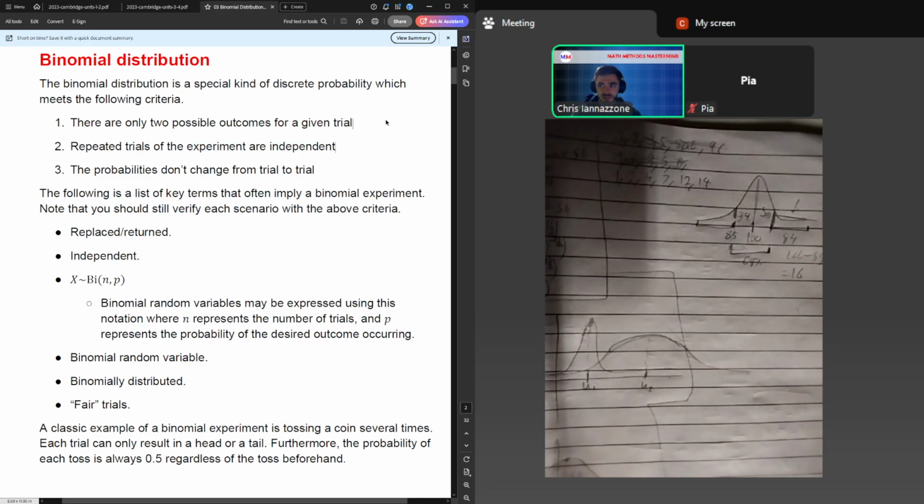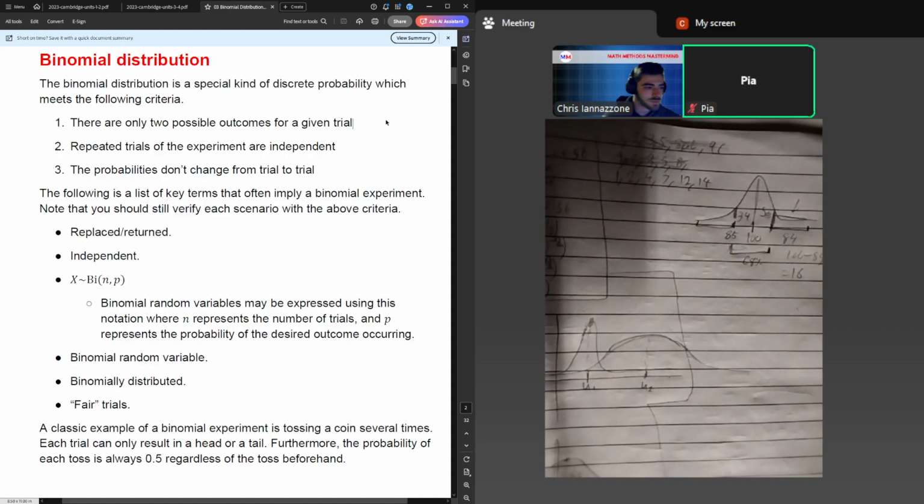So basically, the scenario has to reset itself every single time you do a new trial. That's usually your with replacement scenarios, because you're putting the balls back in the jar or whatever the context is. And probabilities don't change from trial to trial. That's technically different from number 2, even though they feel like the same thing. So those are the criteria around binomial. Is that part all fair enough?